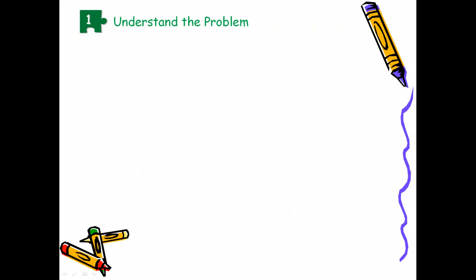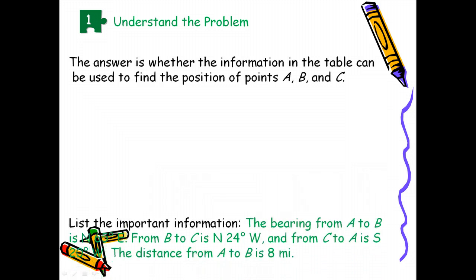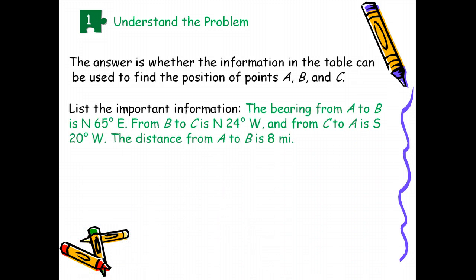So let's think about this. First of all, we need to understand the problem. The answer is whether the information in the table can be used to find the position points of A, B, and C. So we're going to list the important information. The bearing from A to B is north 65 degrees east. From B to C is north 24 degrees west. And from C to A is south 20 degrees west. And the distance from A to B is 8 miles.